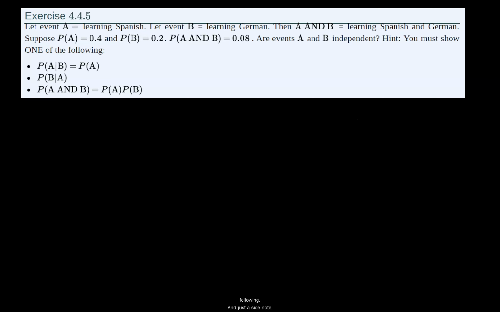And just a side note, we have a lot of given information here: probability of A, probability of B, and the probability of A and B. So that's going to become really helpful when we try to show one of the following equations. We only need to show one of the equations above. I'm going to show all three just so that you can see how they are different.